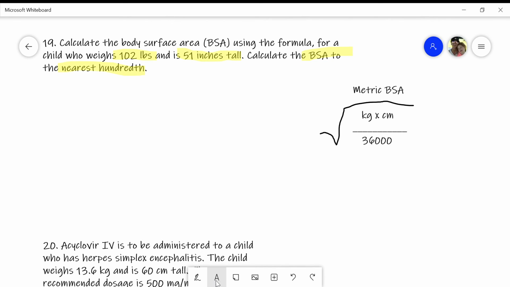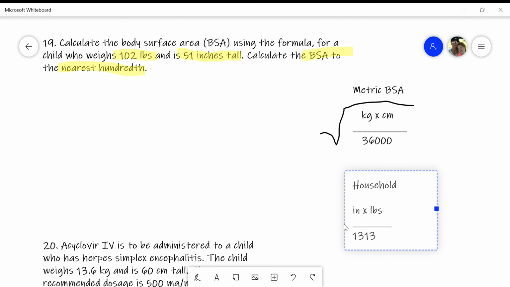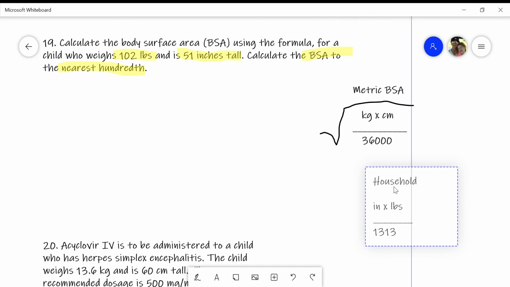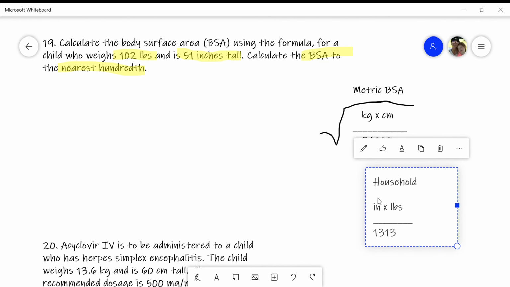But there is also one for the household, so you don't have to convert if you have inches and pounds, and so that would be inches times pounds. The only thing that is awful is that it is 3131 is what you're actually dividing it by instead of the 3600. If I'm correct, I wrote that down. Yeah. Okay.